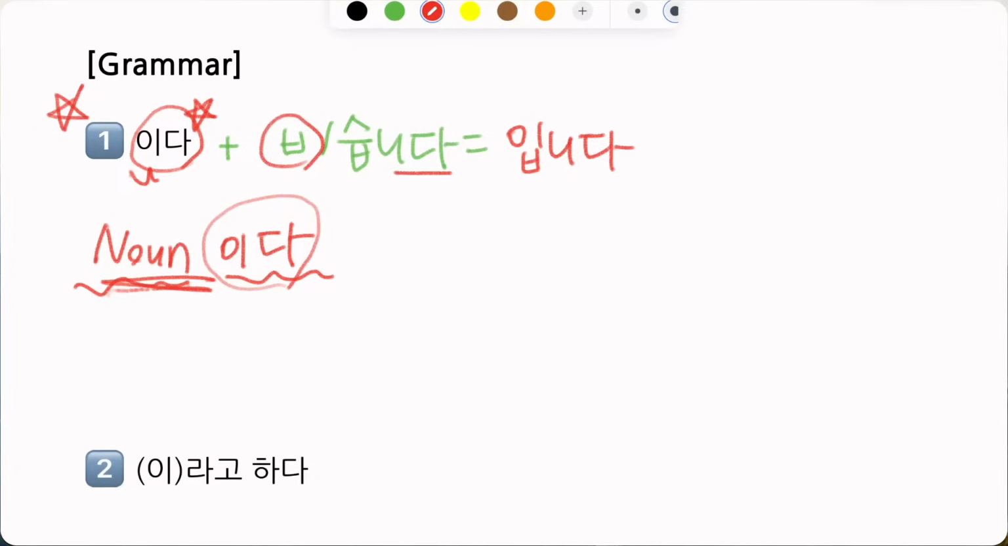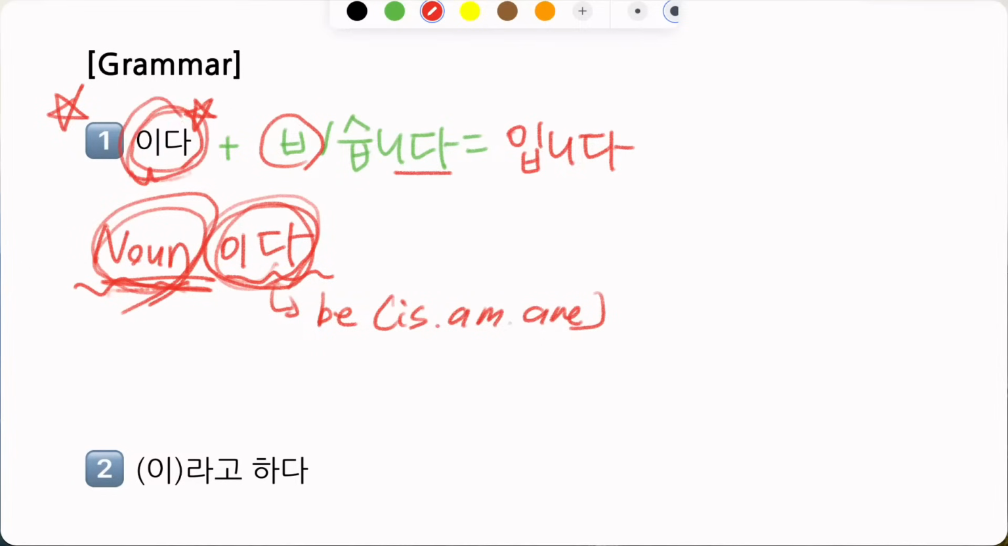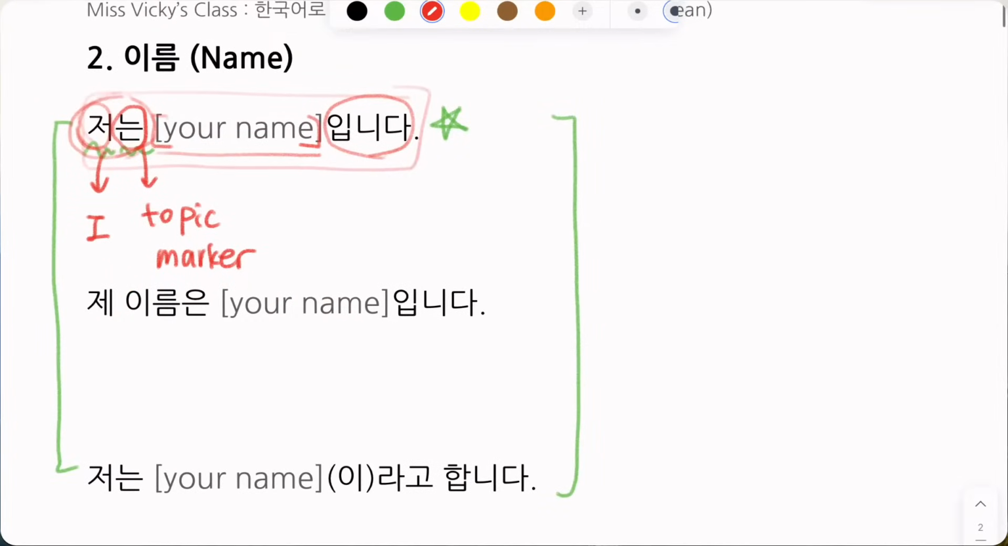We have another form for adjective. Adjective is a separate element in and of itself. But 이다 means be, as in is, am, are, and it can only be followed by a noun. So when you say I am your name, your name is a noun, right? So that's why we use this verb. So this literally means 저는 am name. I am name. So this is the simplest form you can use.